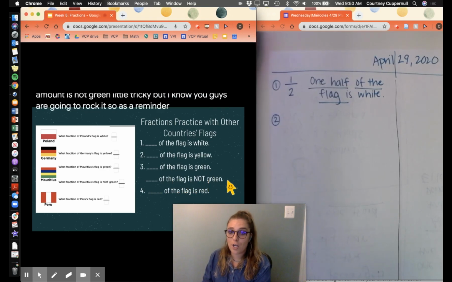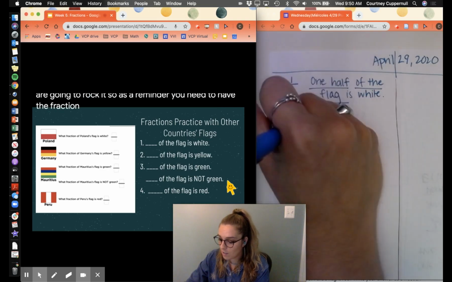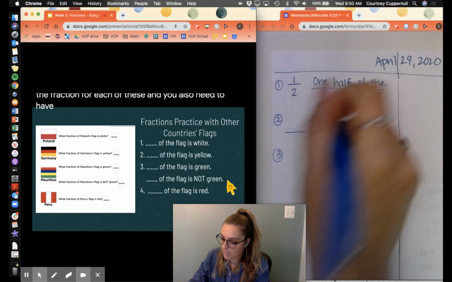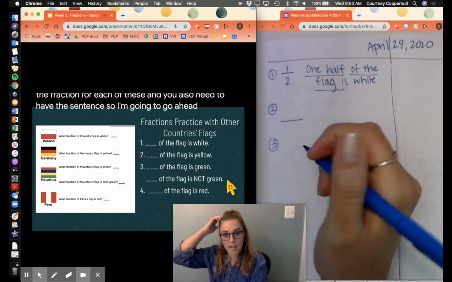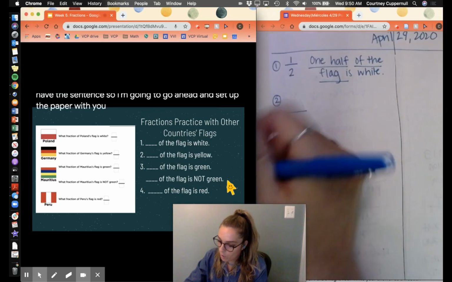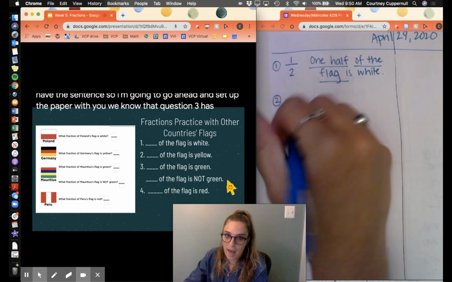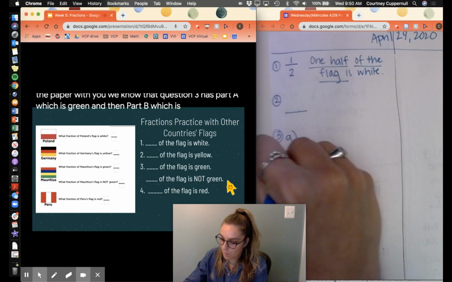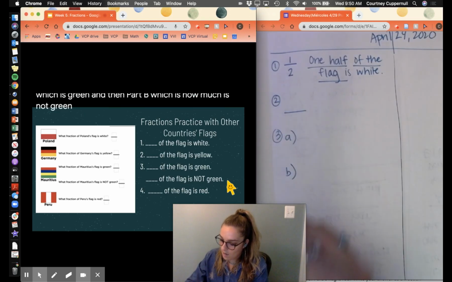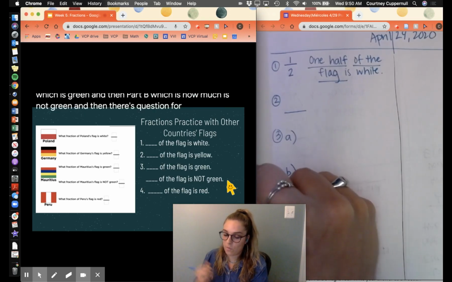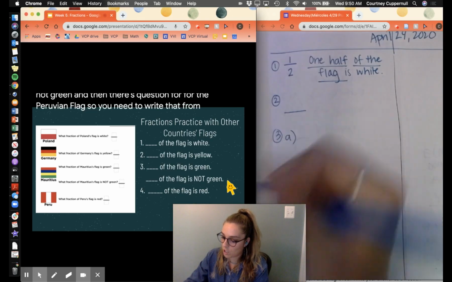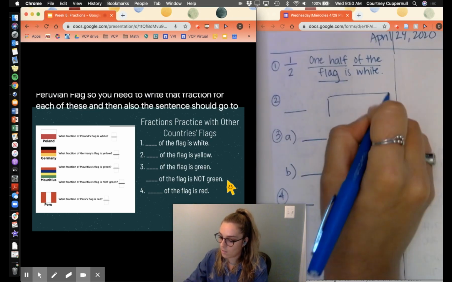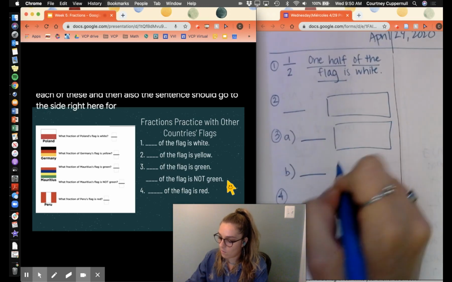As a reminder, you need to have the fraction for each of these, and you also need to have the sentence. So I'm going to set up the paper with you. Question 3 has part A, which is green, and part B, which is how much is not green. And then there's question 4 for the Peruvian flag. You need to write the fraction for each of these, and the sentence should go to the side right here for each of these problems.